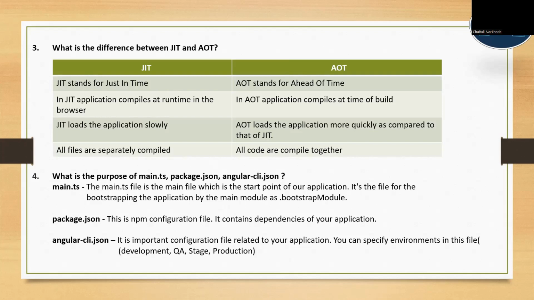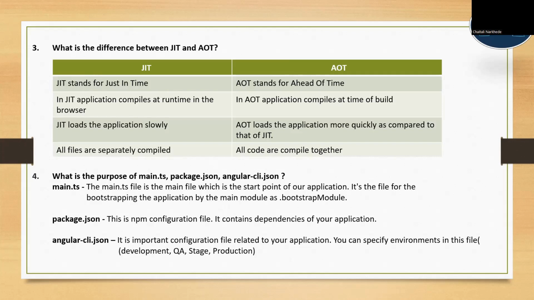Next one is package.json. Package.json is the npm configuration file. It contains the dependencies of your application. Like when you are installing third-party libraries in your Angular application, package.json contains the versions of your libraries, and you can install these libraries using npm.